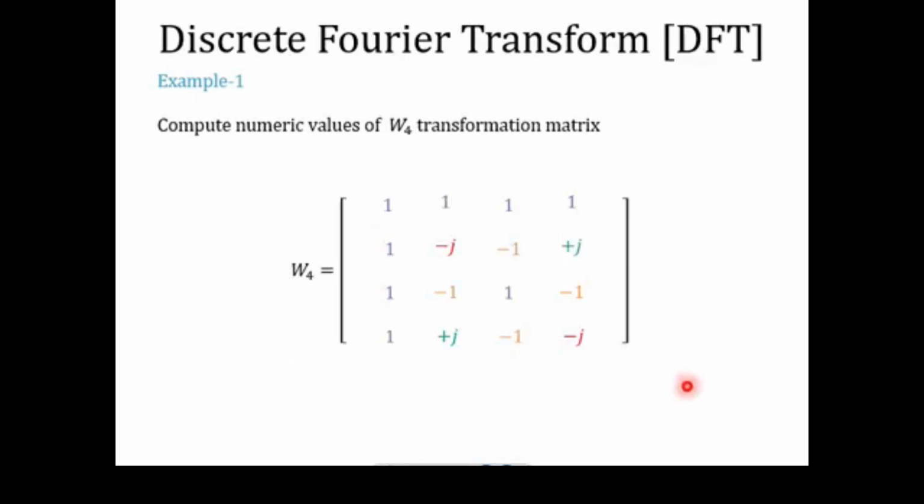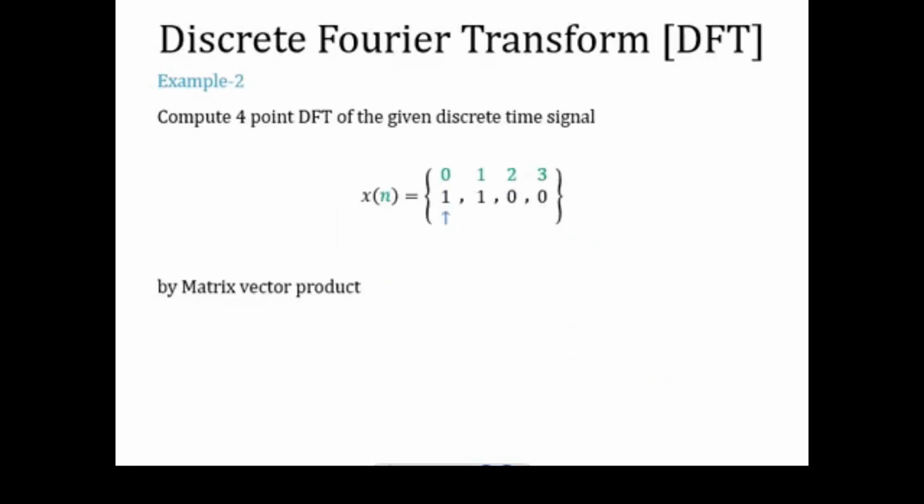So we have got the same values of the W4 matrix as we obtained previously. Now let's come to the second numerical, in which it is required to calculate the 4-point DFT of the given discrete time sequence, whose values are 1, 1, 0, 0.